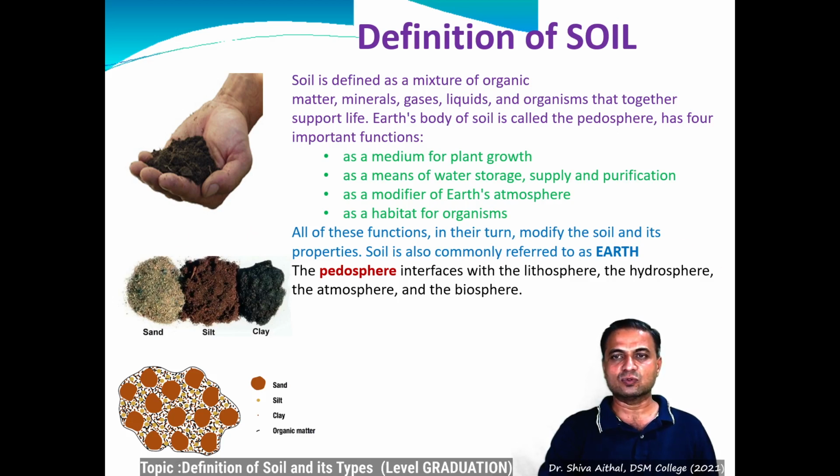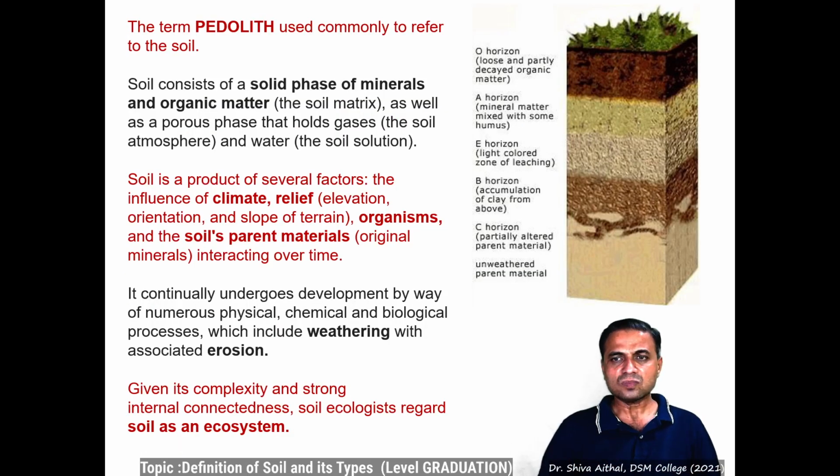We will see the types of soil. So this was just to define soil, which is defined as a mixture of organic matter, minerals, gases, liquids and living organisms which together support life. The earth's body of soil is called the pedosphere. The term pedolith is commonly used to refer to the soil. As I said, soil consists of various phases of minerals and organic matter. If you see a slice of soil, at the top is the O horizon, that is loose and partly decayed organic matter.